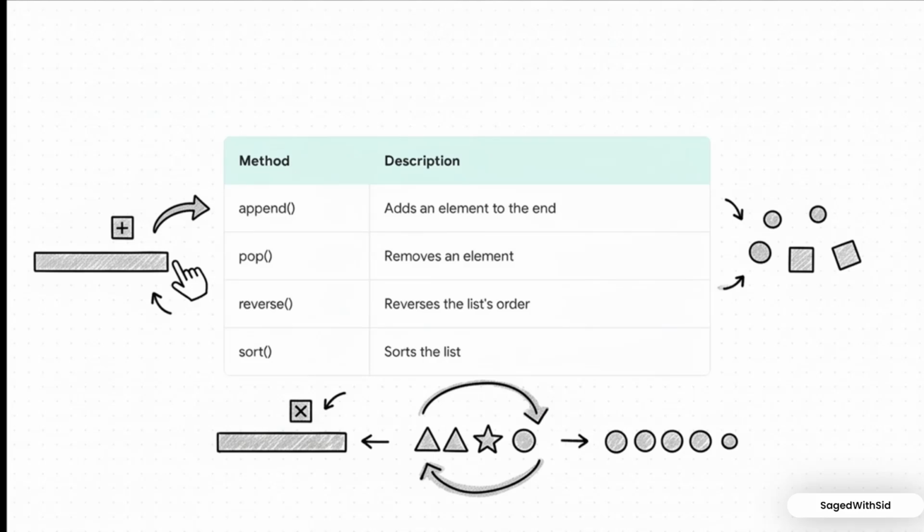Now here's where it gets really powerful. Lists come with their own built-in tools, or methods. Need to add a new car to your list? You just use .append. Want to remove the last one? That's .pop. You can even sort or reverse the entire list with a single command. Python just gives you all these essential tools right out of the box.